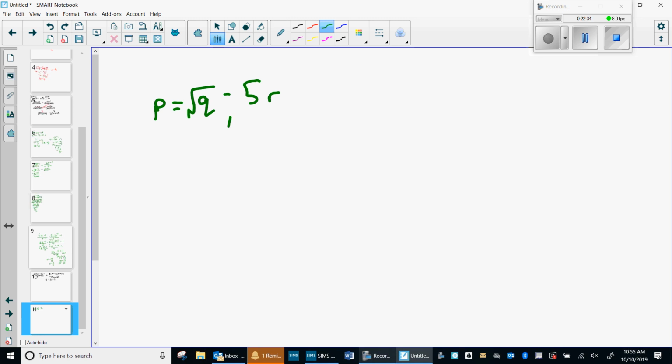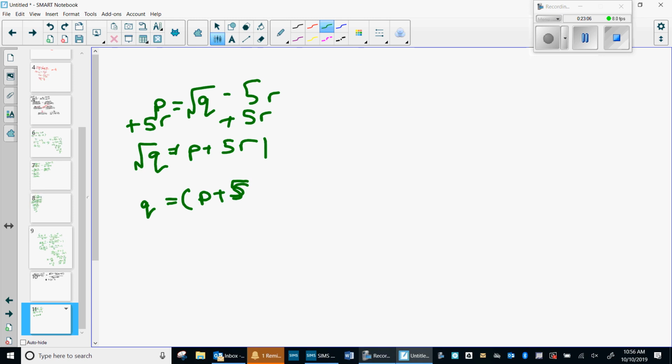So first you would add 5R, which gives the square root of Q, which equals P plus 5R. And then to get Q by itself, you would undo square rooting. And how do you undo square root? Square it. So Q equals P plus 5R, squared.